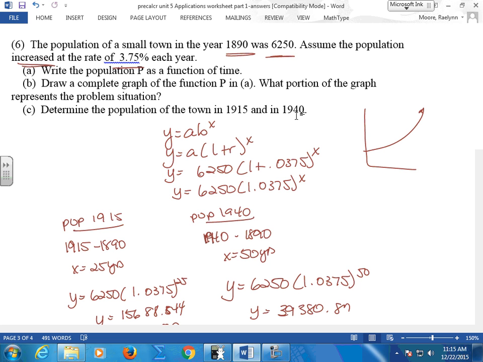You did not have to graph that, because if you can fill in all the right-hand side, that's what goes in your calculator. You don't need your y equals. Put it right in your calculator. And when you're talking about population, be careful where you round.